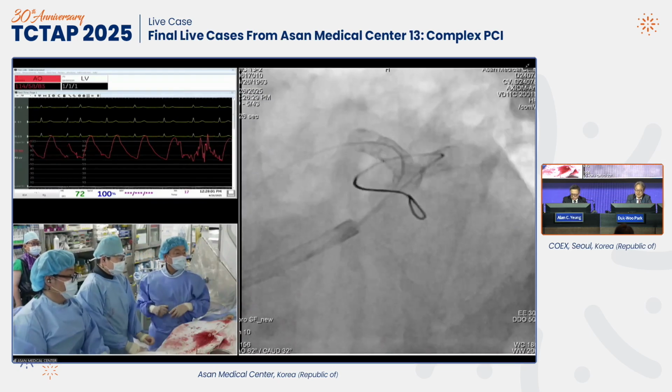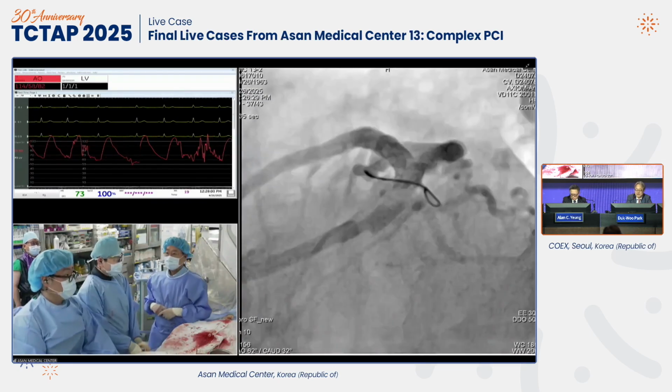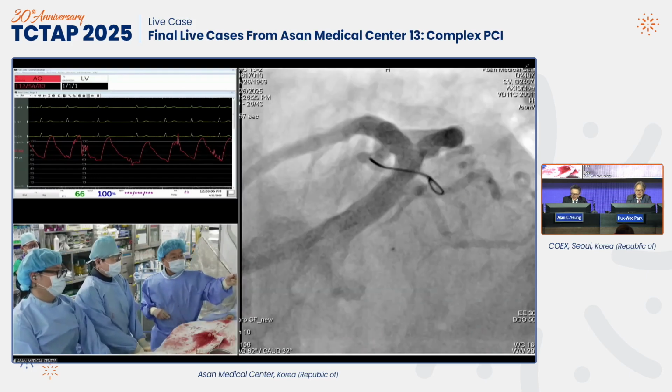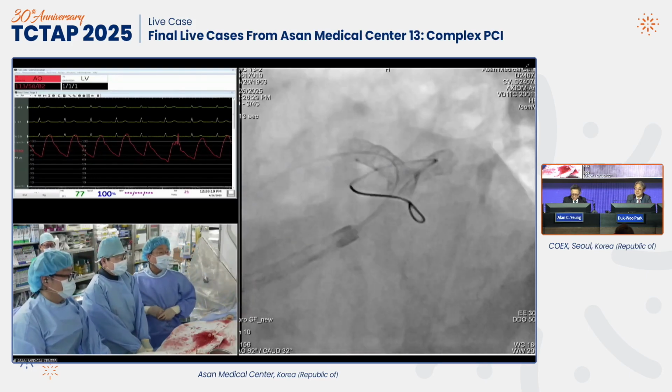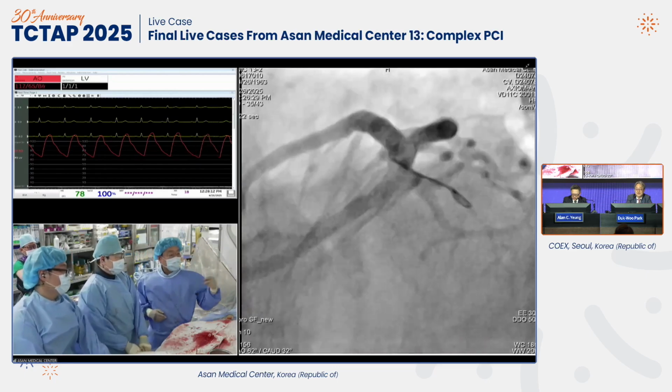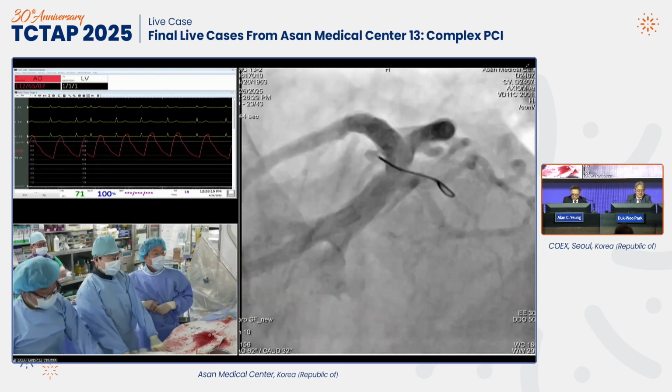Well, it looks like LAD circumflex bifurcation. Circumflex is relatively very small. Okay, I was just confused with it. The meaning is okay. Would you show us the previous view? Excellent.